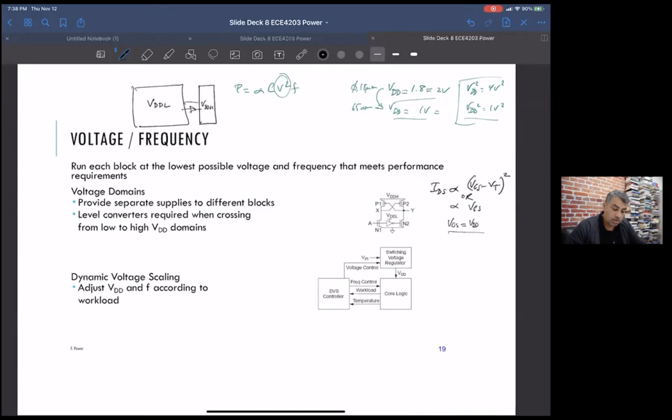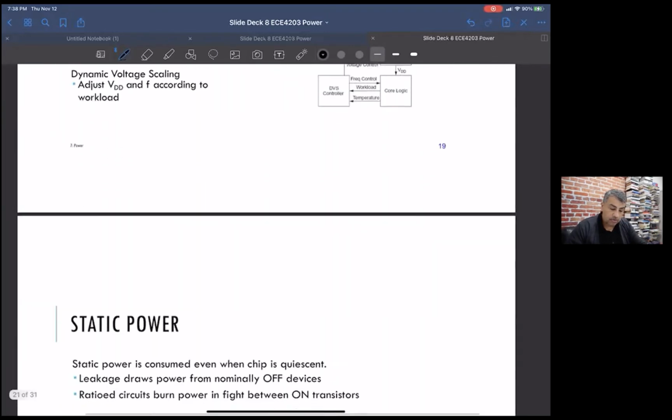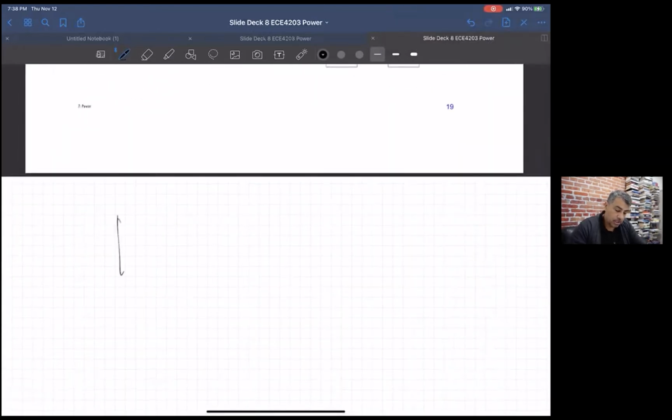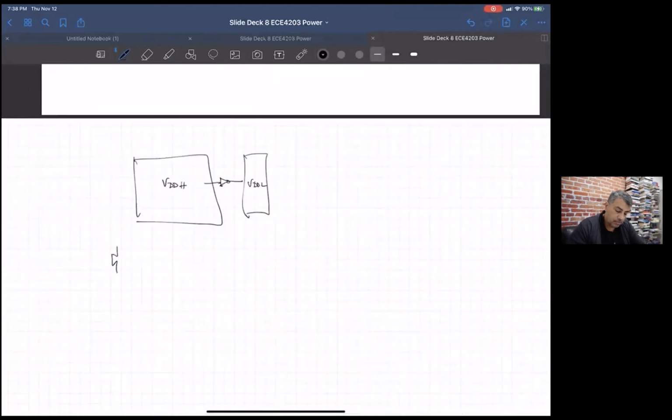Okay, so in that situation, you can have one of two cases. You can have the high domain driving a low domain. So in this interface area, it would be something powered off of a high voltage driving something powered off of a low voltage.